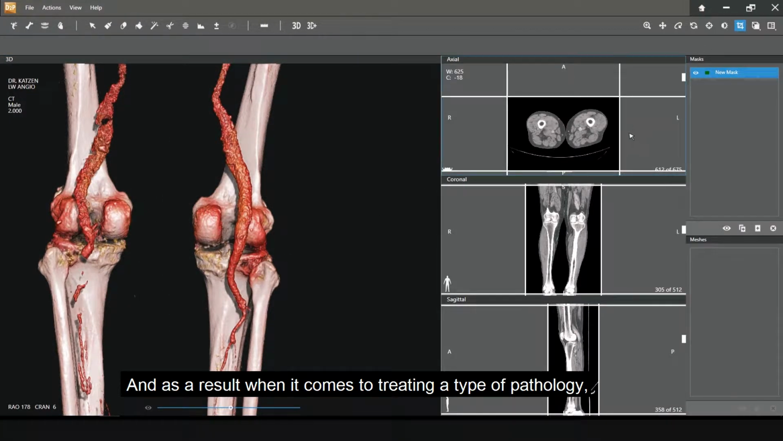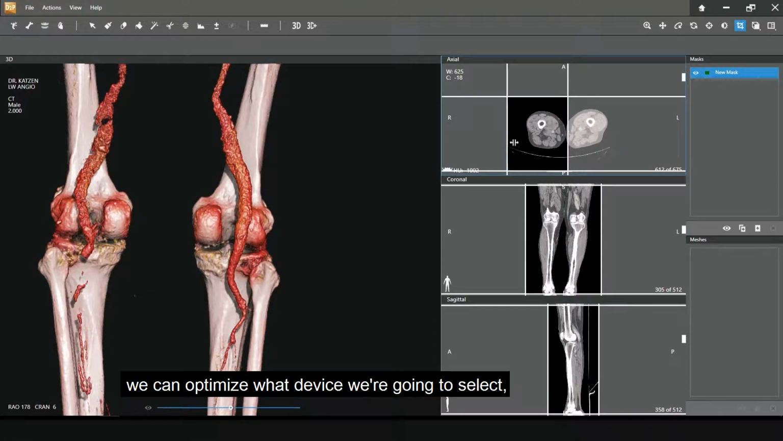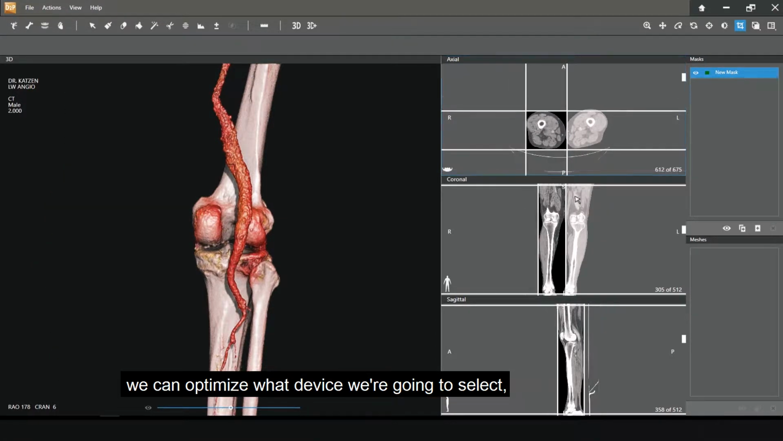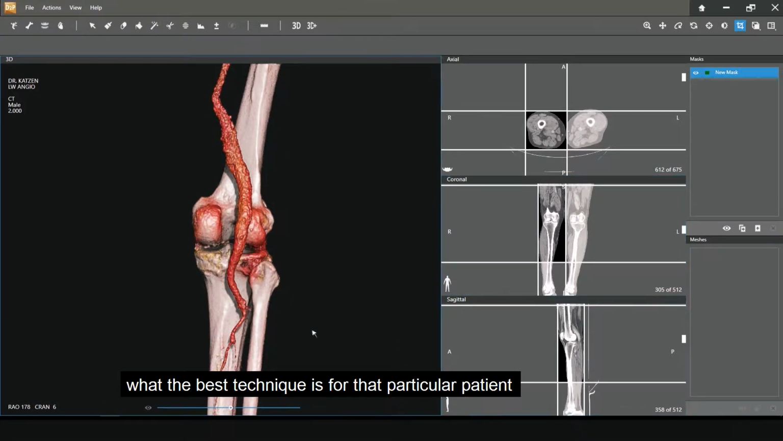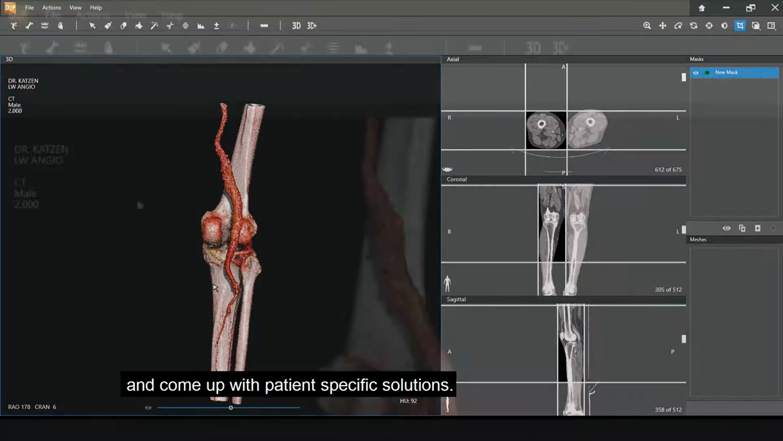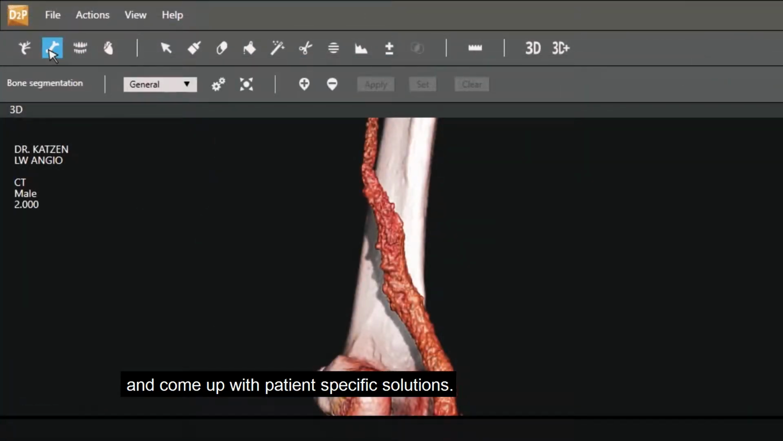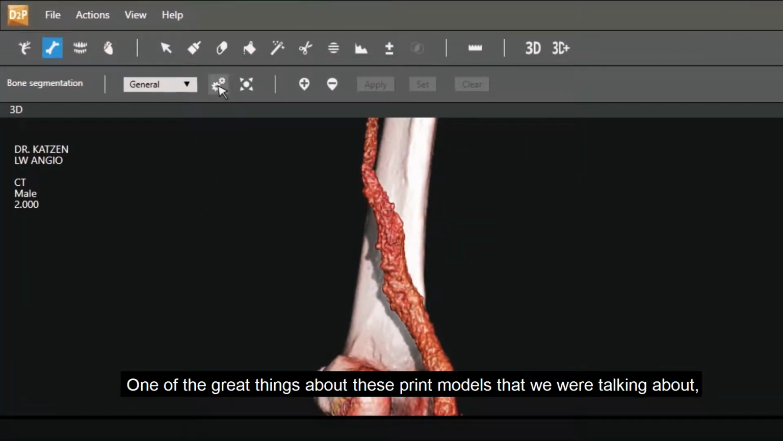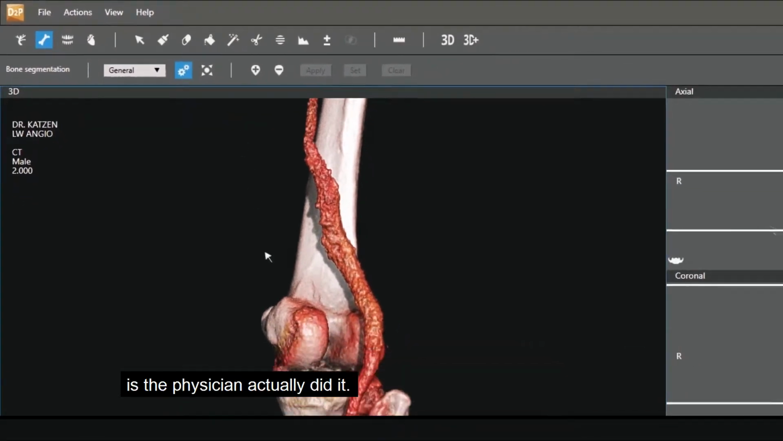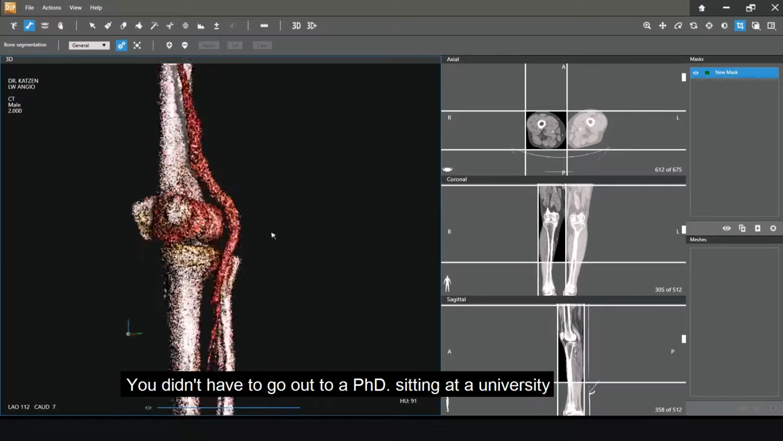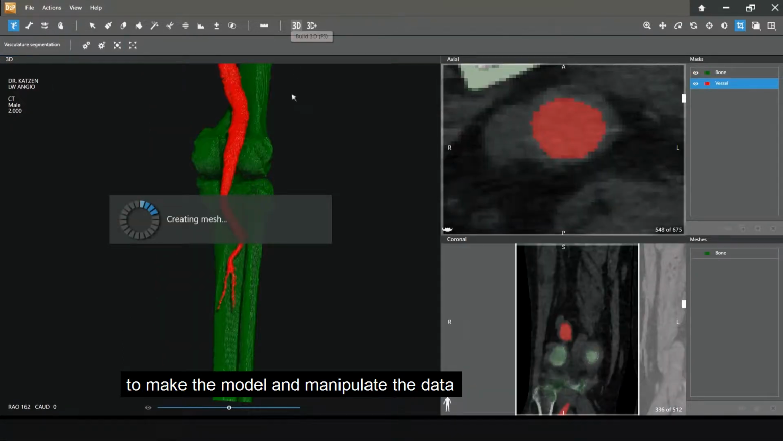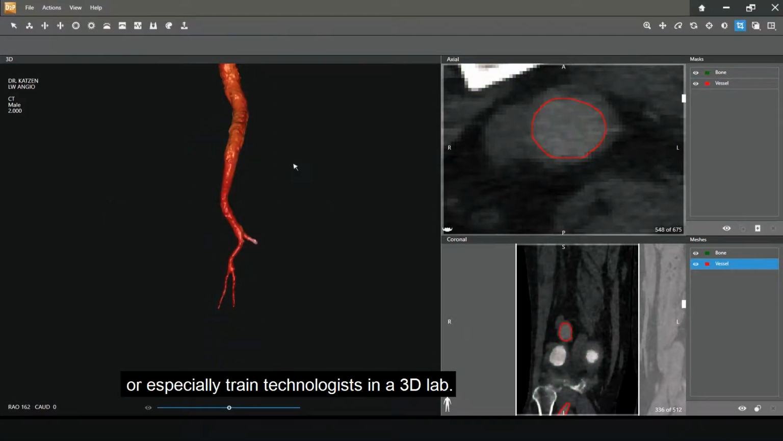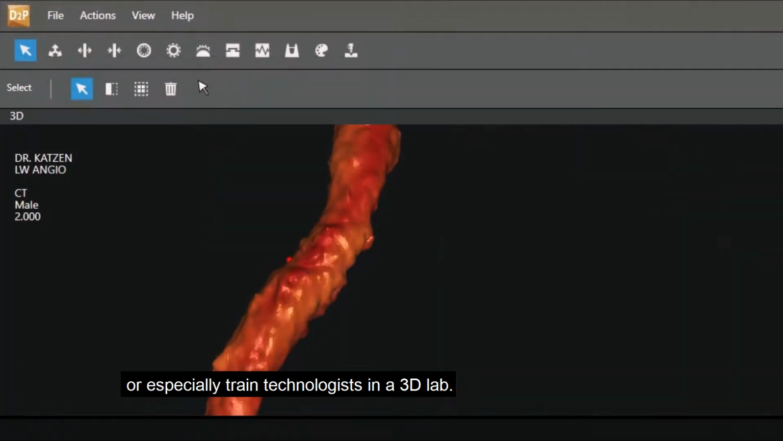And as a result, when it comes to treating a type of pathology, we can optimize what device we're going to select, how long it's going to be, what the best technique is for that particular patient, and come up with patient-specific solutions. One of the great things about these print models we've been talking about is the physician actually did it. You didn't have to go out to a PhD sitting at a university to make the model and manipulate the data, or to a specially trained technologist that may be in a 3D lab.